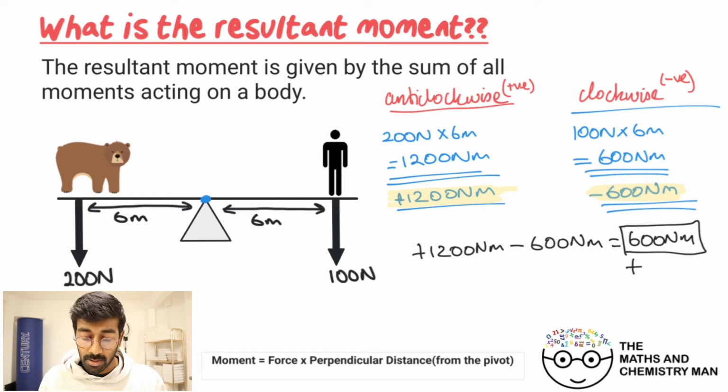Now, what does that mean? Well, if we refer back to the start, where we put a little positive sign on top of the anti-clockwise, that was to tell us that everything in the anti-clockwise direction will be positive. So what that means is that this here indicates that the resultant moment is 600 newton meters in the anti-clockwise direction, meaning that the bear is going to tip the seesaw downwards.